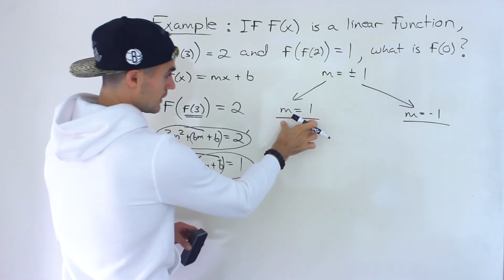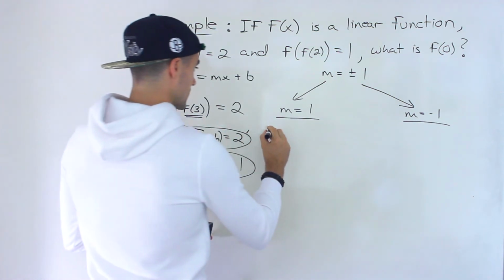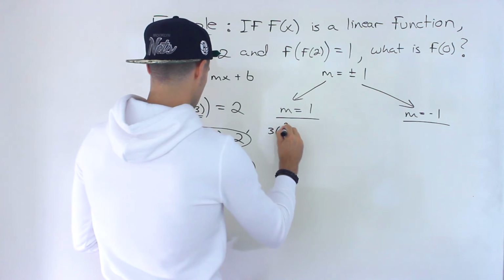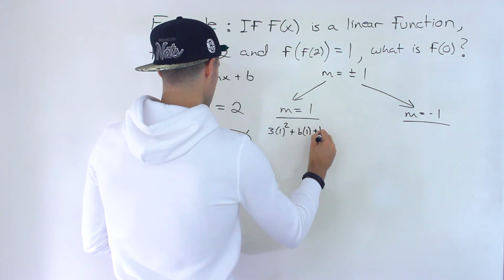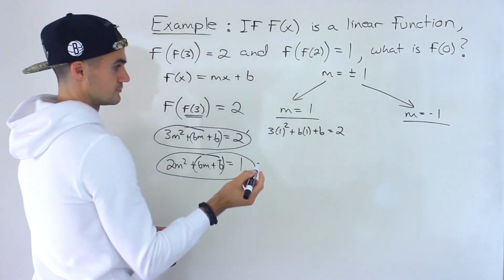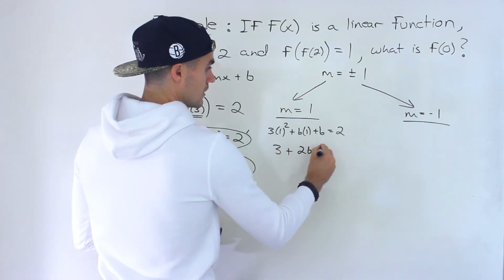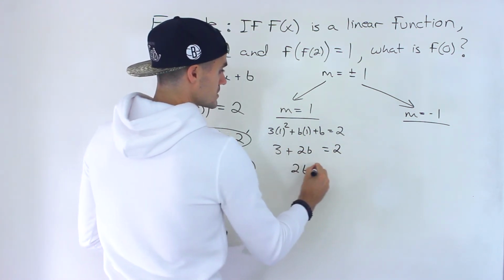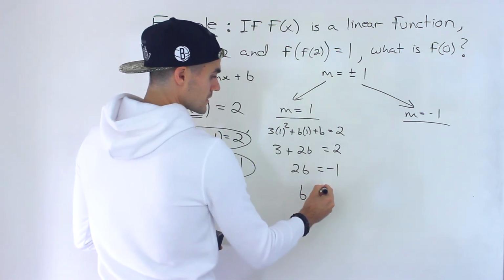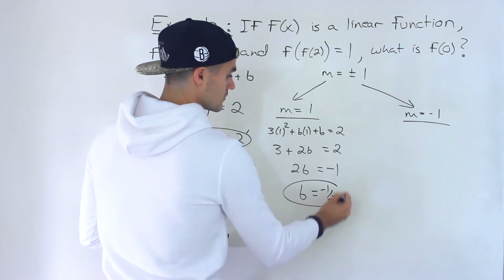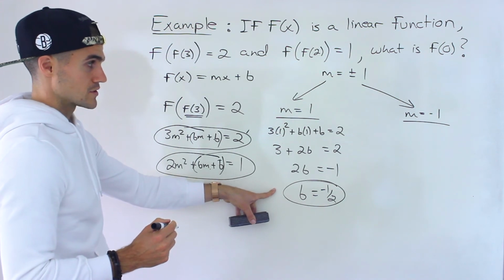So what we could do is plug in this m equals 1 into either of these equations. I'll plug it into the first one. So we'd have 3 times 1 to the power 2 plus b times 1 plus b is equal to 2. So this would end up being 3 plus 2b, and that equals 2. 2b is equal to, bring the 3 over, we'll have negative 1. b would end up being, divide both sides by 2, negative 1 over 2. So if m is equal to 1, b is equal to negative 1 over 2.